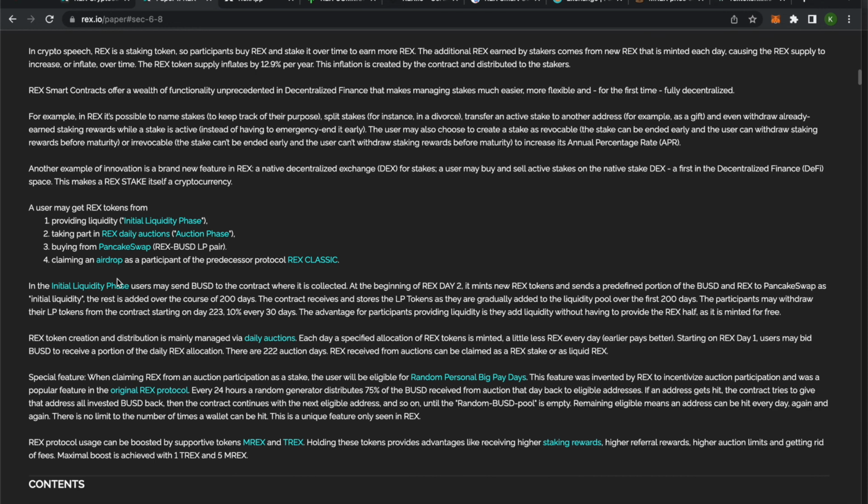Okay, this concludes the deeper dive into the liquidity provision and the airdrop, and we will continue in the next video with auctions.